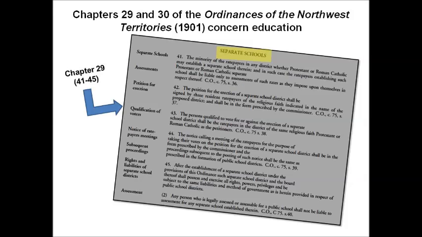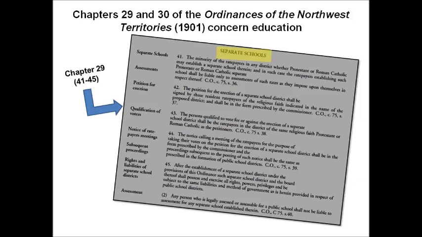And then once the Northwest Territories are made, they have a kind of founding document too, and it's called the Ordinances of the Northwest Territories. So it's kind of like the Manitoba Act or some other act that brings a province or a territory into being. And in that founding document, in chapters 29 and 30, that's where you find all the stuff to do with education. And so here we have chapter 29, sections 41 and 45, and big surprise, they have within that section of chapter 29 protections for separate schools.